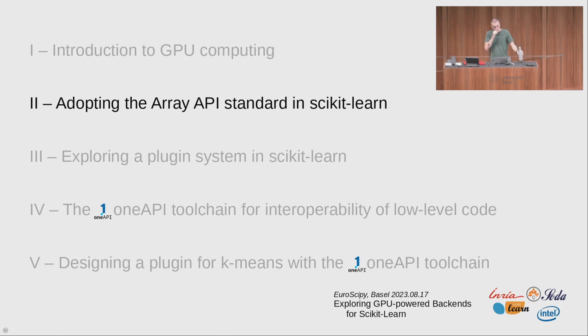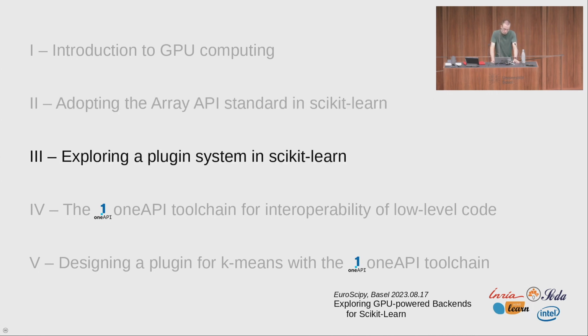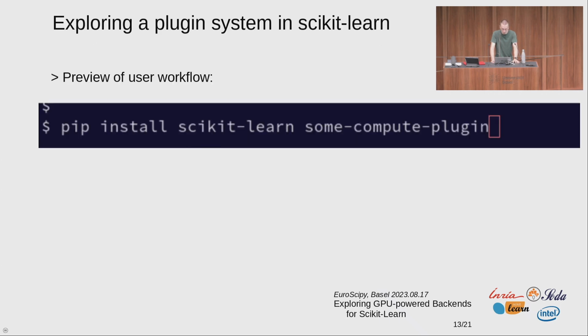Because the array API adoption in scikit-learn does not cover optimization for all the estimators, we started to explore another way to open all estimators to alternative implementations, where the implementation would have more agency and could basically overwrite all the methods in scikit-learn estimators. So we are talking basically about a plugin system in scikit-learn.